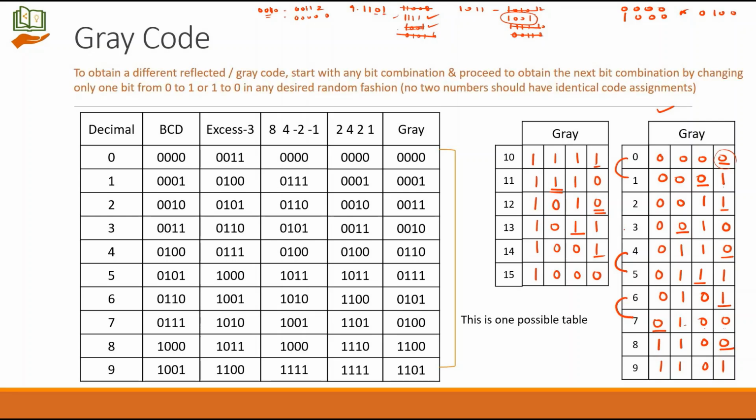To obtain a different reflected or gray code, start with any bit combination and proceed to obtain the next bit combination by changing only one bit from 0 to 1 or 1 to 0 in any desired random fashion. Make sure that no two numbers have identical code assignments. So when I started from 9 to 10, I had two options, either to go with all 4 ones or 1001. So this is just one possible table of gray code.